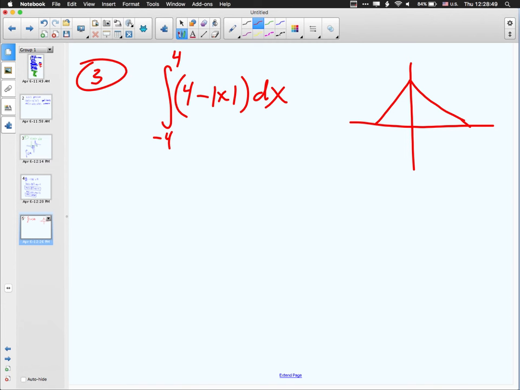If we think about this as 1 upside down triangle, we know that the area is going to be 1/2 the base times the height. Well, what's the base? 8, because it goes from -4 to 4. And what's the height? 4. If nothing else, when you plug in 0 into the equation that they gave us, you get 4 minus 0. That's 4. So I'm going to call that an area of 16.